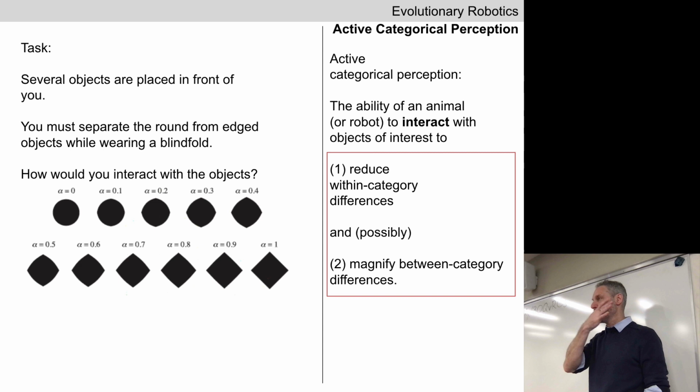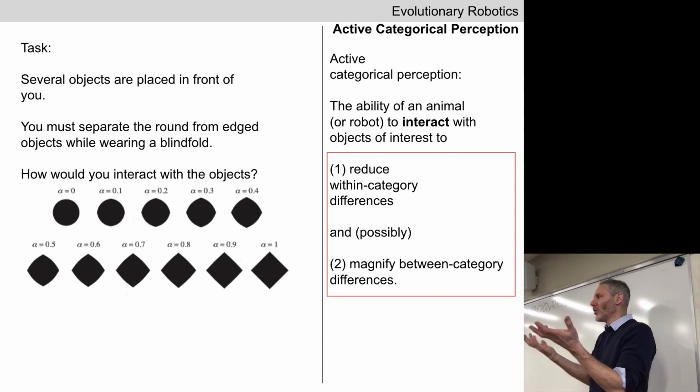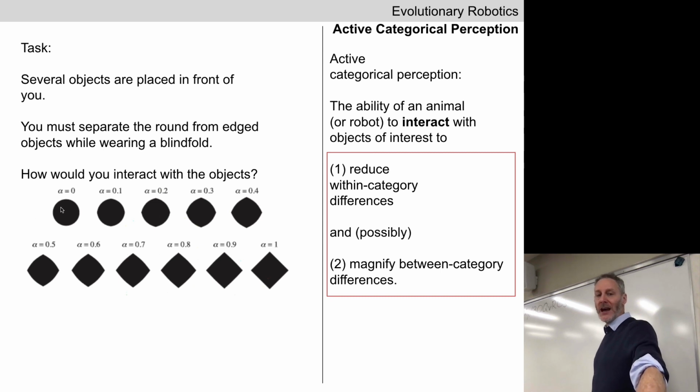Most human subjects, when they're given this actual problem, grasp the object, pick it up and hold it. Then they put their hand on top and go back and forth like this. If you were to place your hand on top of each of these objects one after the other and do this motion, what happens? Some of them roll and some of them don't. Suddenly, we have a binary category.